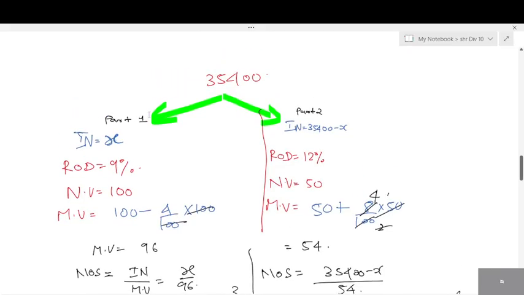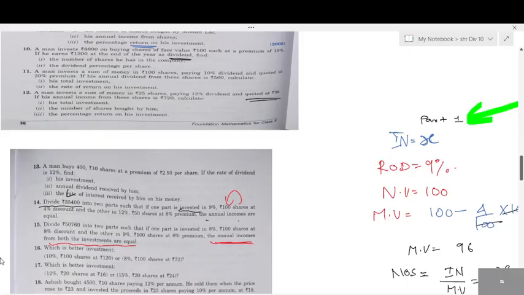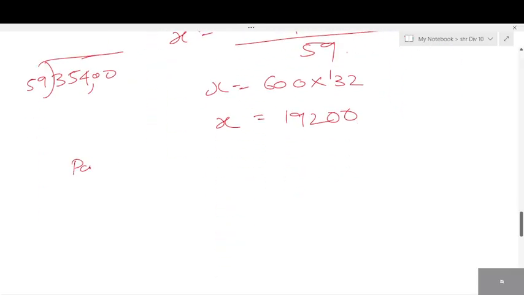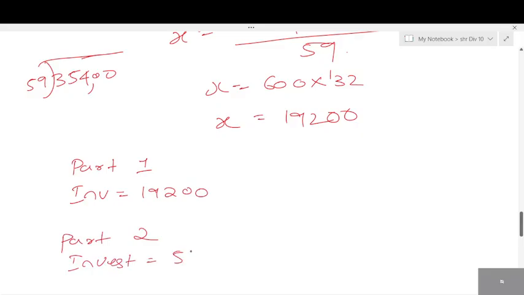Which is that? Where did we take x? First investment or second? First one, right? First investment. What have they given here? Part 1 or part 2? Okay, two parts. So write part 1 investment. What is part 1 investment, students? 19,200. What is part 2 investment? 35,400 minus 19,200, you'll get the answer completed. Yeah, 19,200 is the answer, correct.